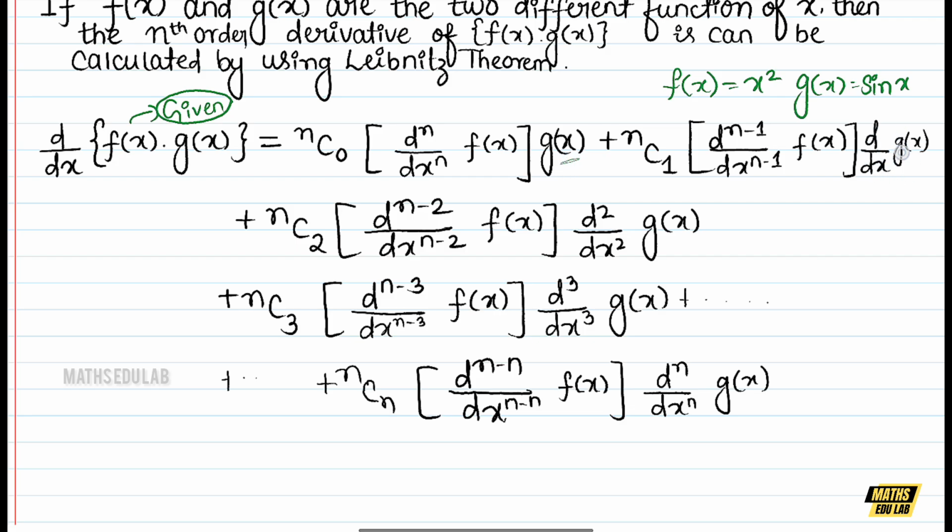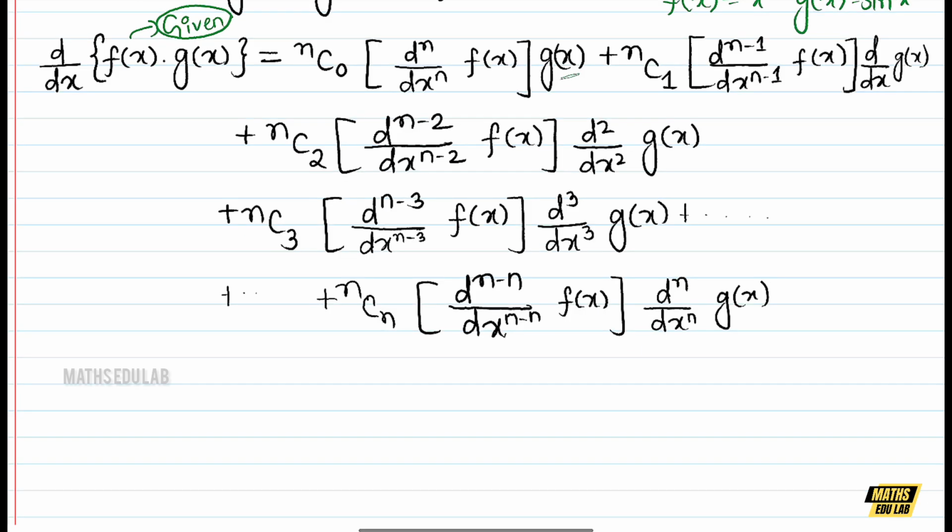That means d/dx of g(x), plus nC2 d^(n-2)/dx^(n-2) f(x), then d^2/dx^2 g(x), and so on, till we can write the last term as nCn d^(n-n)/dx^(n-n) f(x) d^n/dx^n g(x).